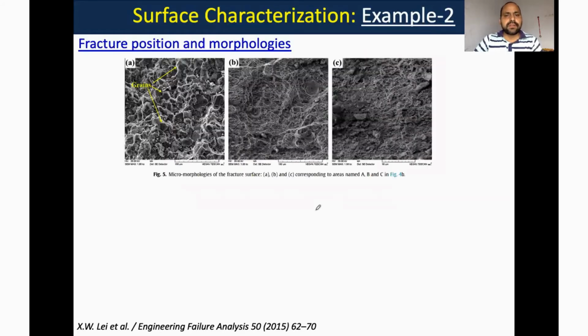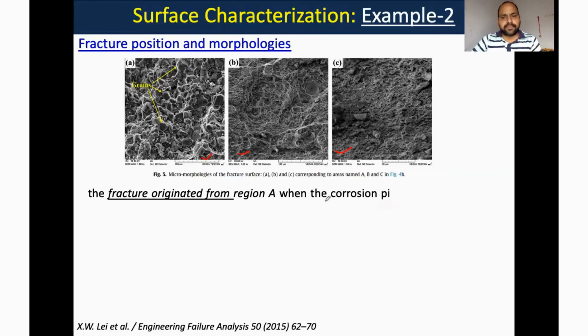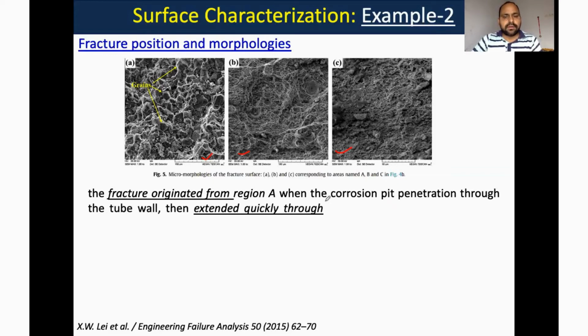Fracture position and the morphology. These three regions were analyzed by scanning electron microscopy, the micromorphology of the fracture surface. ABC correspond to area A, which was one area, B the elongated area, and C the necking area. The fracture originated from region A when the corrosion pit penetrated through the tube wall, right? Then it extended quickly through region B and finally fractured at region C.